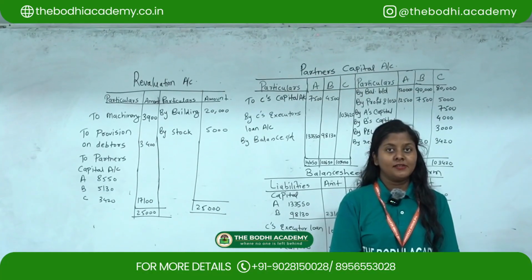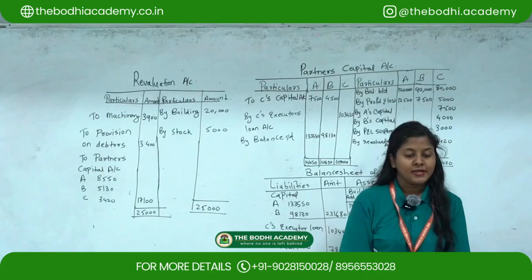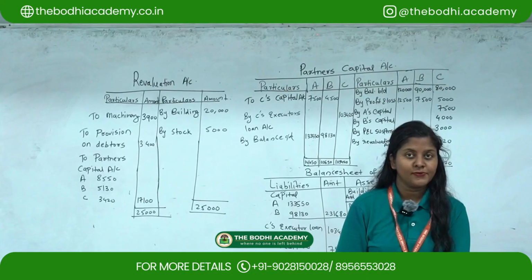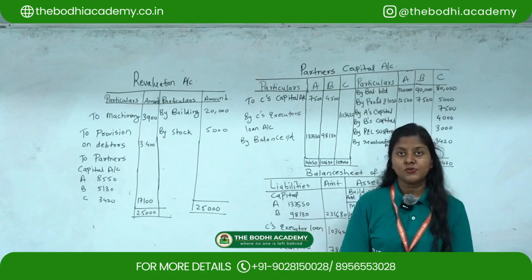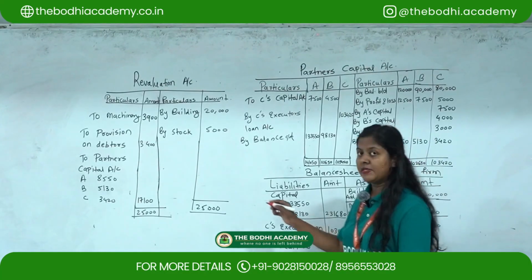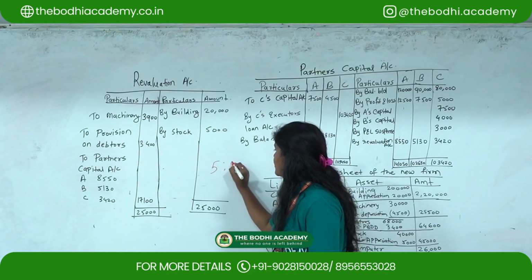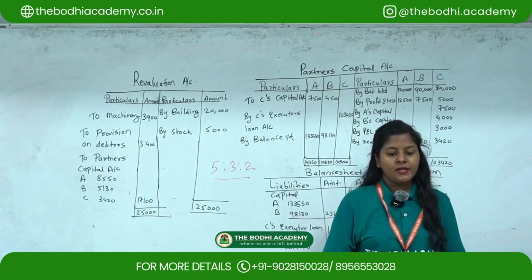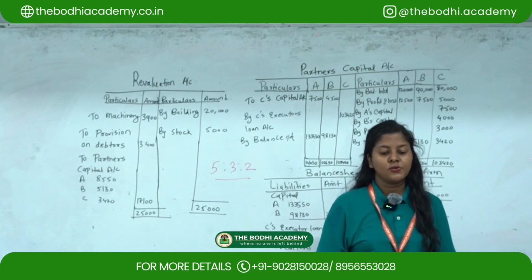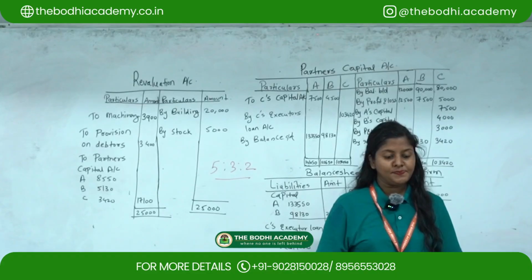We'll start with the third question. A, B and C are partners in a firm sharing profits and losses in the ratio of 5 is to 3 is to 2. Their old ratio is given as 5 is to 3 is to 2. Their balance sheet as on 31st March 2023 was as under.